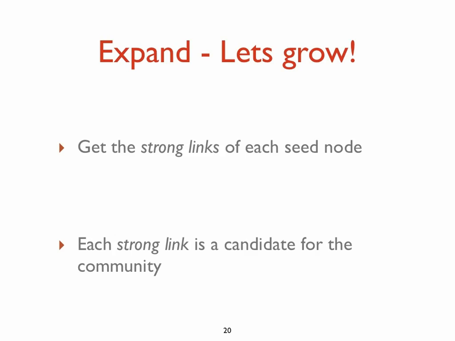The next step of our algorithm is expand. We basically use the strong links API as discussed earlier to get the interactions of each seed node as we have obtained from the previous step. Each of these strong links obtained is a candidate for community discovery.